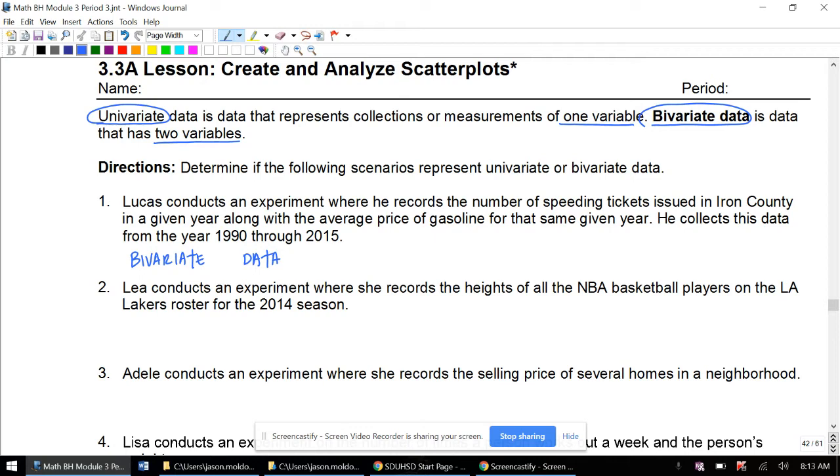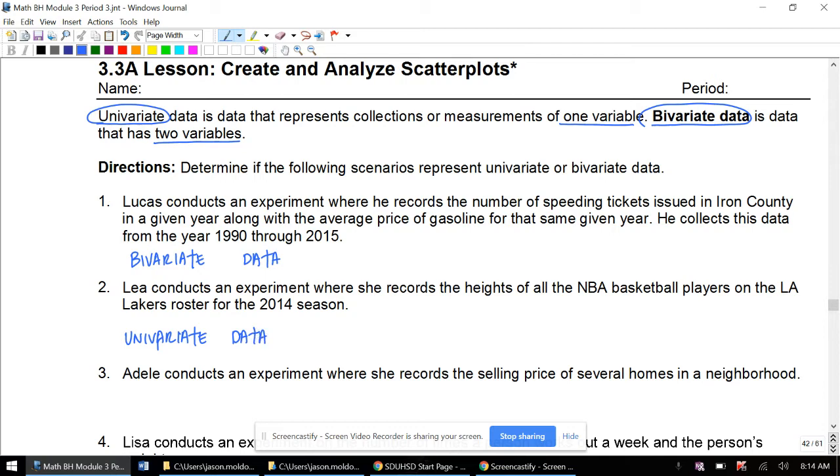Number two, Leah conducts an experiment where she records the heights of all the NBA basketball players on the LA Lakers roster for the 2014 season. So this sounds like there's only one set of data regarding the heights of players. So this would be univariate data.